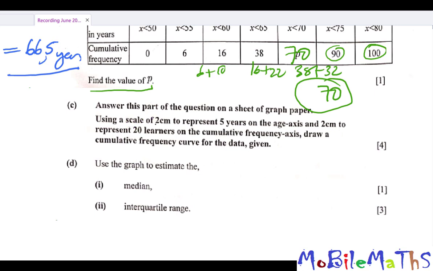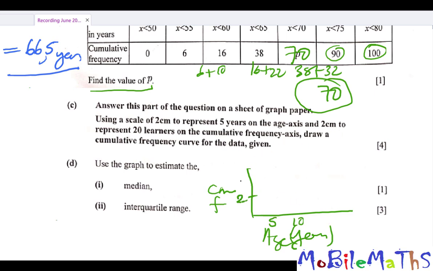So they are saying using a scale to represent 5 years on the x-axis. So on horizontal, we have got years, which is our age, and we go to vertical, that's going to be our cumulative frequency. So on the horizontal, we are saying one box is 5 years, so we'll be having 5, 10, and so on. Then on the vertical, they are saying use 20, so we have 20, 40, and so on. Okay, so let's do the graph on the graph question paper.